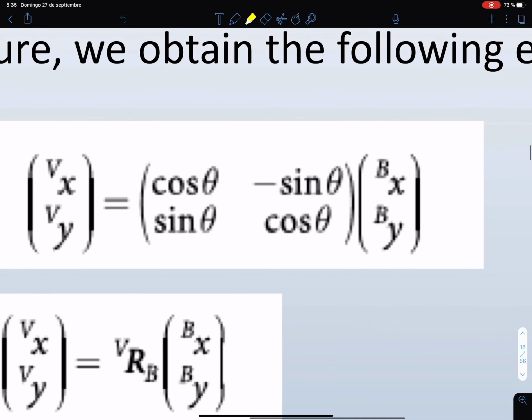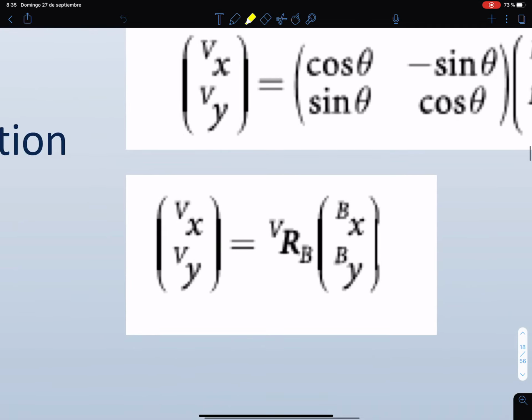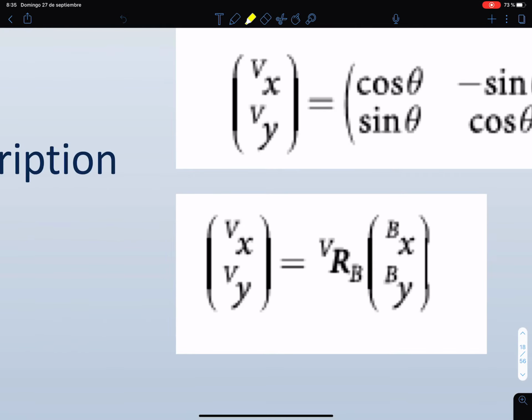Well, this matrix that we have in here is what we call a rotation matrix. The rotation matrix can also be written as an R, with a sub-index on the right called B, which is the origin coordinate frame, and a superindex on the left, V, which represents the destination coordinate frame. So when we move coordinates from B to V, we have to multiply those coordinates by this rotation matrix VRB.